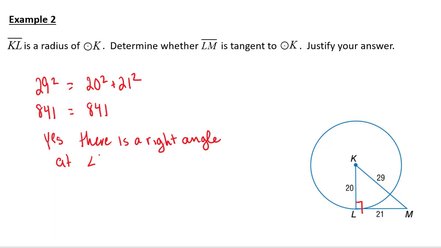at angle L. Therefore, three little dots like that mean therefore. I'll write out the word therefore. I apologize. I don't know why I threw that in there. Therefore, LM is tangent to circle K.